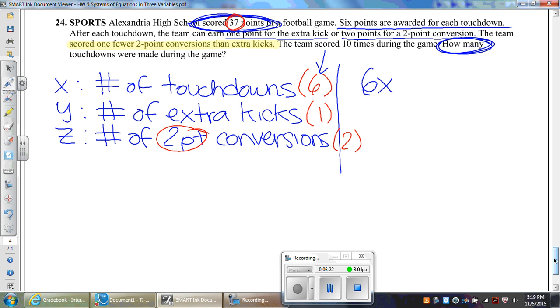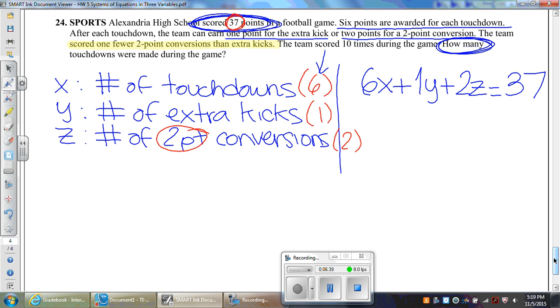We don't know how many, so we'll represent that with the x. 1 point for any extra kick, so 1y, and 2 points for the 2-point conversion, so 2z. And the total of that will be 37 points. That is equation number 1.